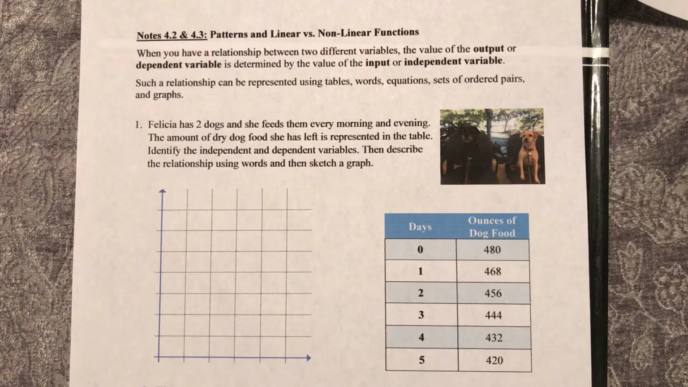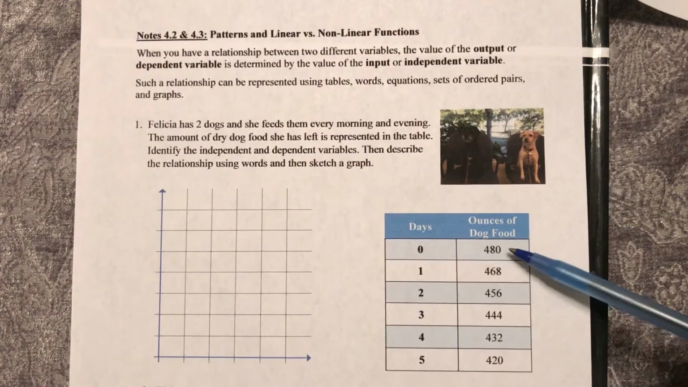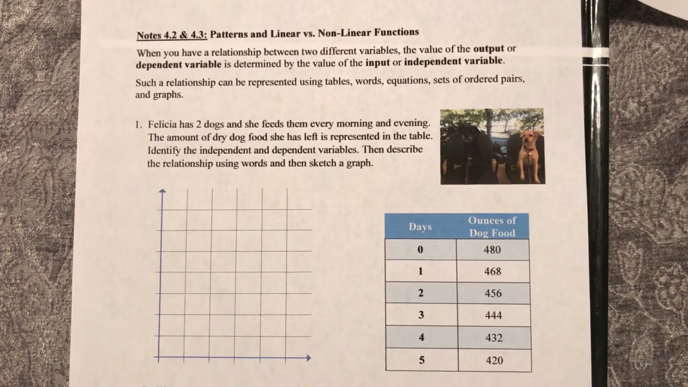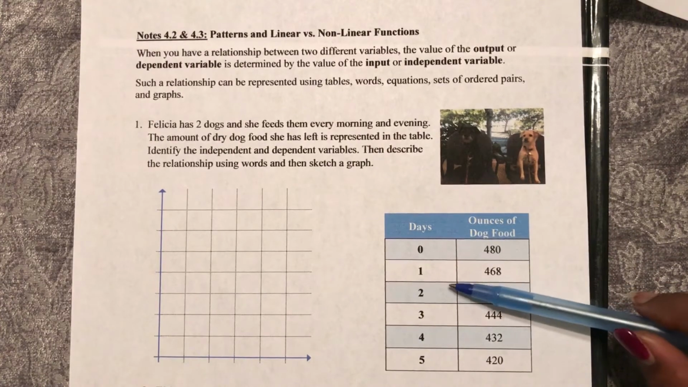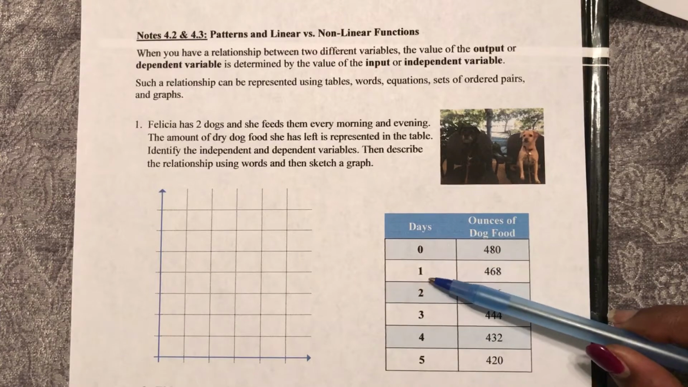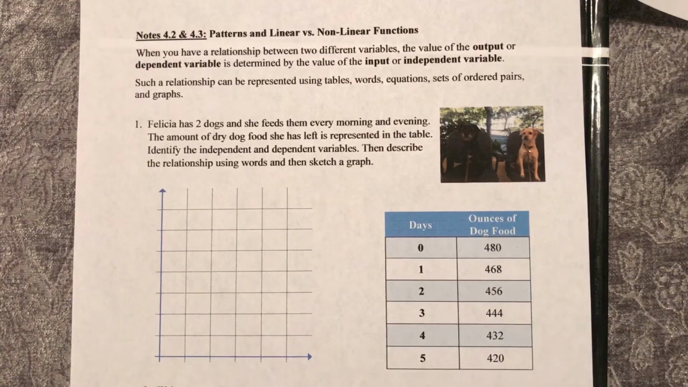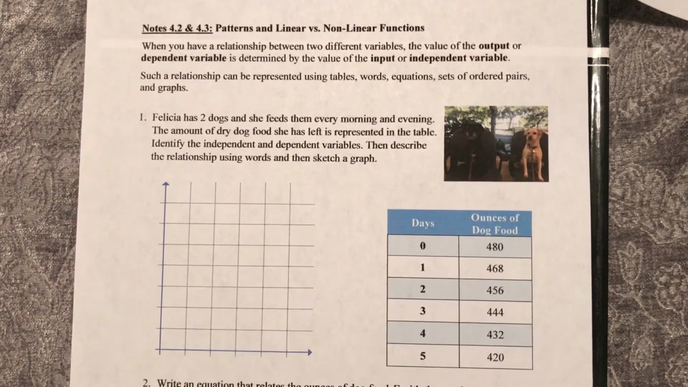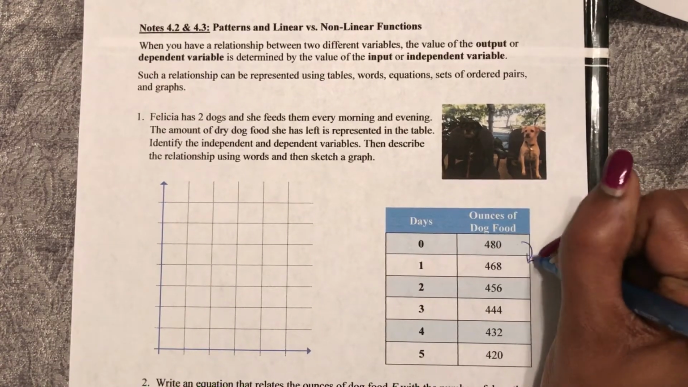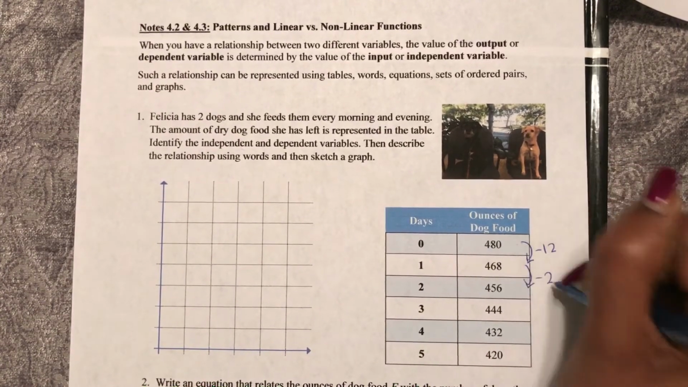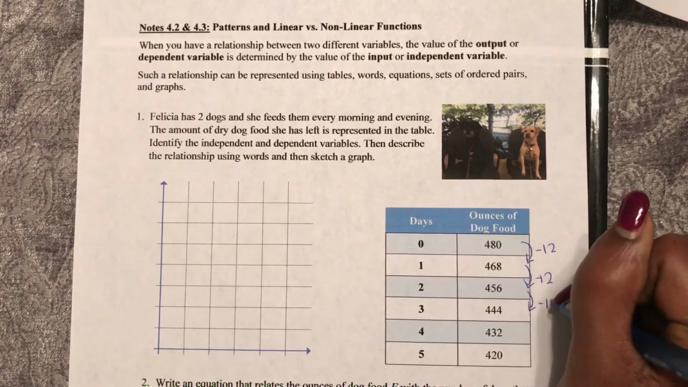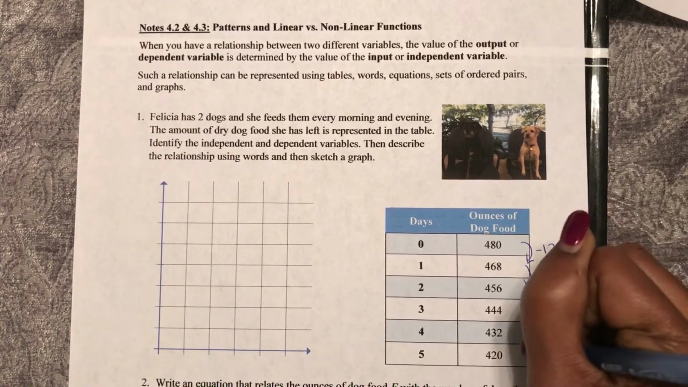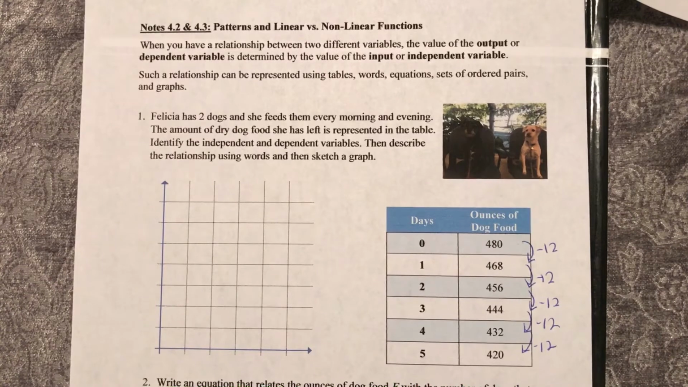All right, so let's see what's happening in this. So it seems like she starts with 480 ounces of food, and then a day later, she seems to have 12 ounces less. So it seems like we're feeding her dogs about 12 ounces of food each day.